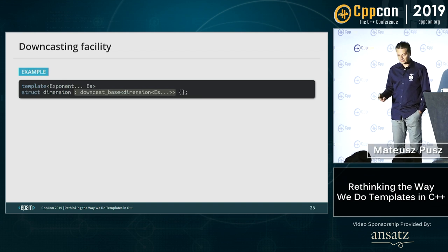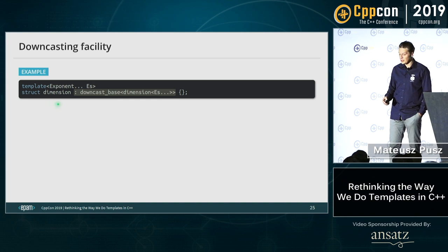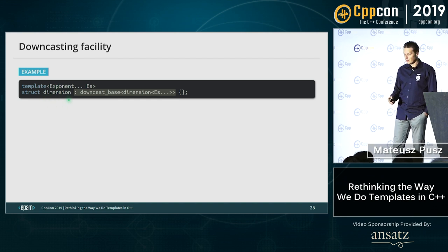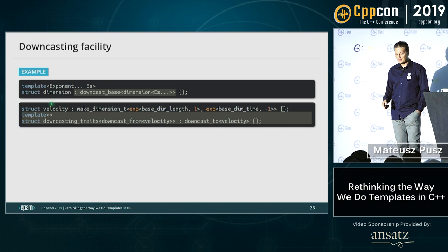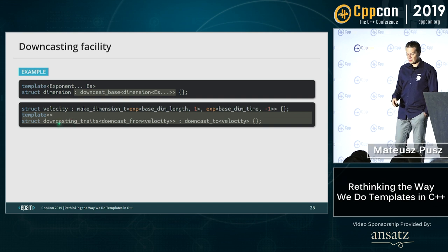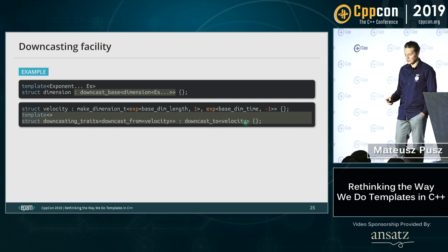How are we using this? This is an example of how I'm defining the dimension in my library. Basically, the dimension is provided to downcast base here with the same type, yes? So CRTP is being used. Then I define the velocity as a child class of some dimension. And then I create those downcasting traits where I provide downcast from velocity, downcast to velocity. So what it basically does here is just a velocity. So this is the result.